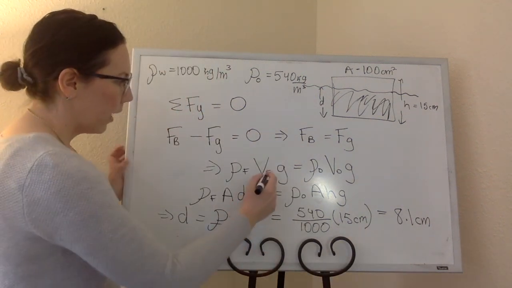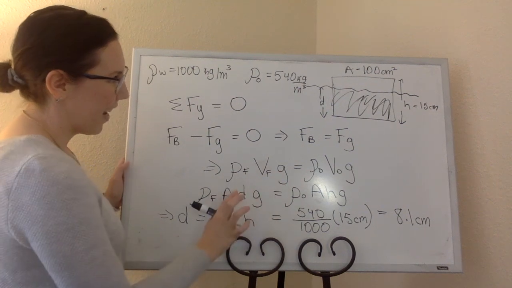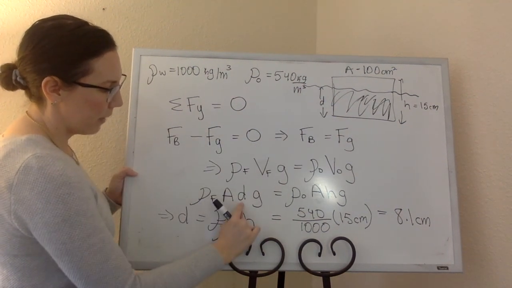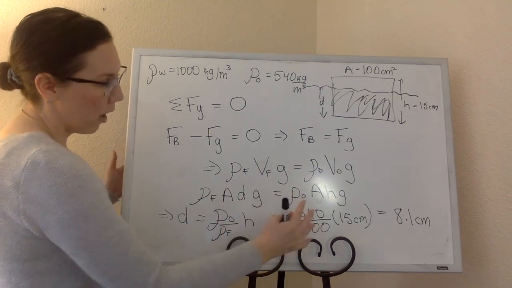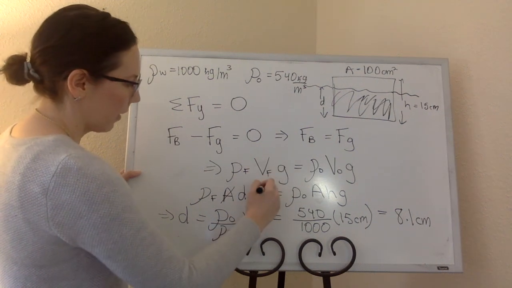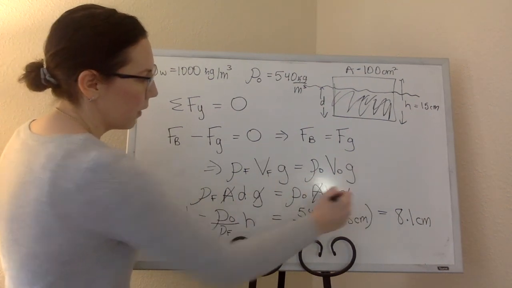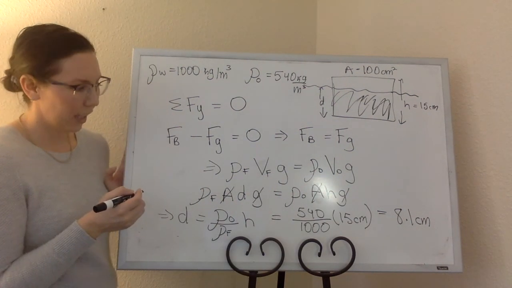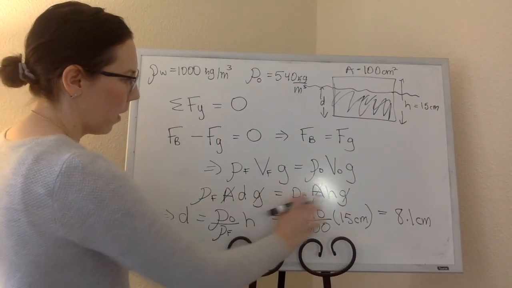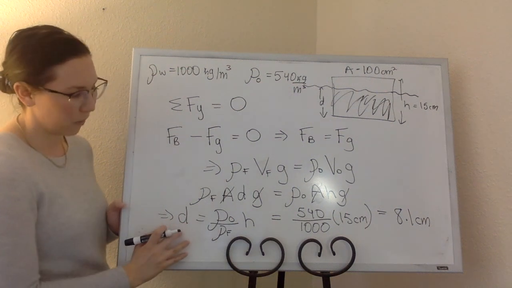Okay, so let's plug in volume equals area times the height. So for the part submerged, that's area times D. The total object, it's area times H. Notice now this area is constant. It will cancel, and so will G. So I'm left with just rho F D equals rho O times H, and we can solve for D.